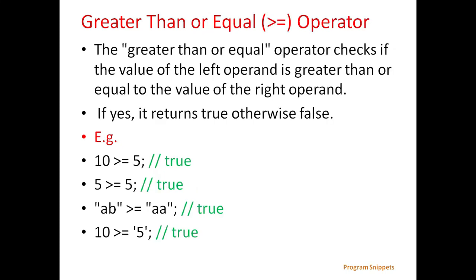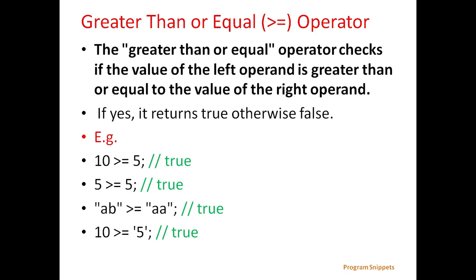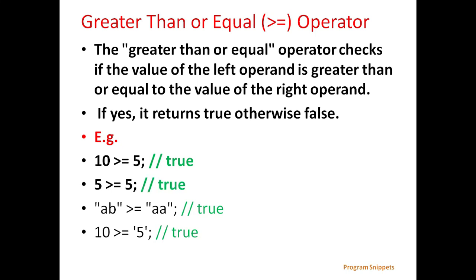Next is the greater than or equal to operator. The greater than or equal operator checks if the value of the left operand is greater than or equal to the value of the right operand. If yes, it returns true, otherwise false. For example, 10 >= 5 returns true. 5 >= 5 returns true. String AB >= string AA will return true. And 10 >= string 5 will return true.